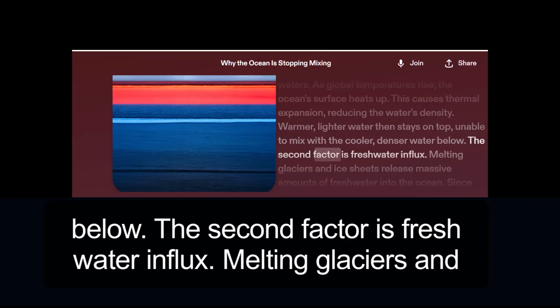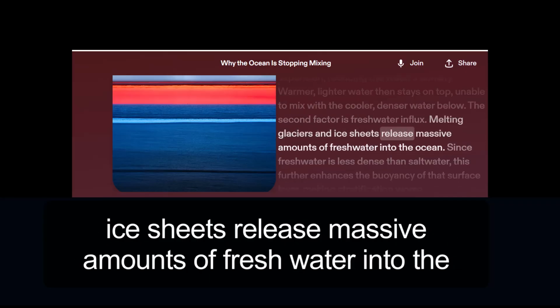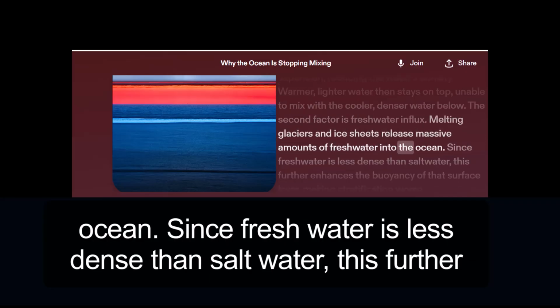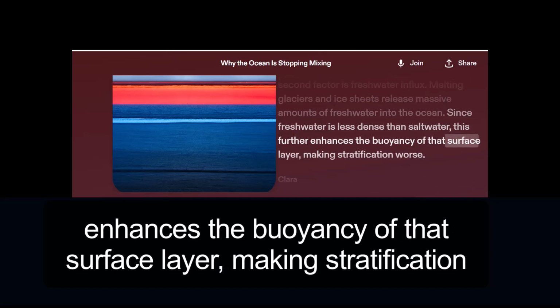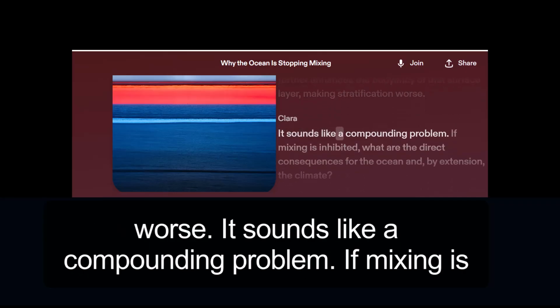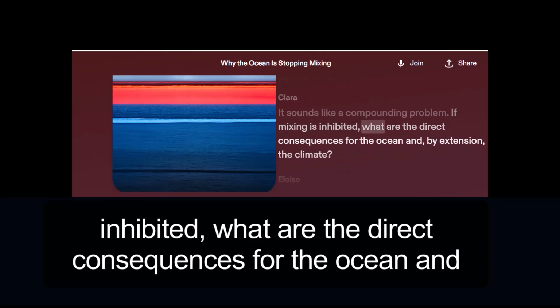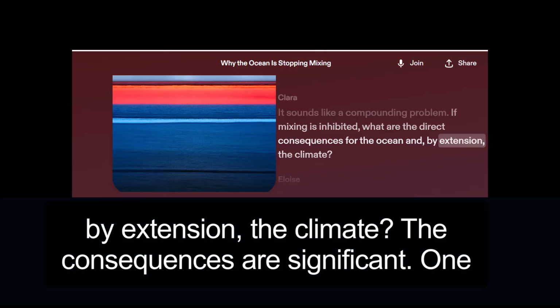The second factor is freshwater influx. Melting glaciers and ice sheets release massive amounts of fresh water into the ocean. Since freshwater is less dense than saltwater, this further enhances the buoyancy of that surface layer, making stratification worse. It sounds like a compounding problem. If mixing is inhibited, what are the direct consequences for the ocean and, by extension, the climate?